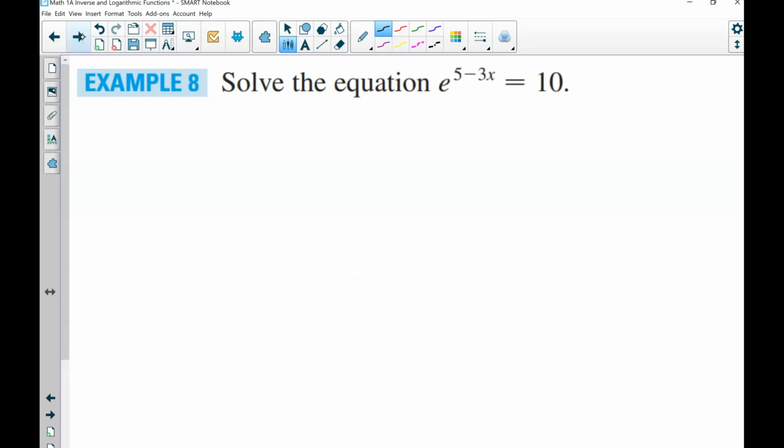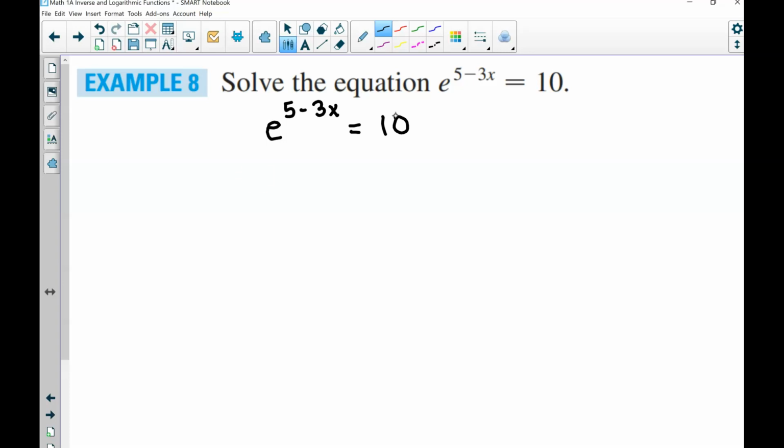Now let's take a look at example number 8. We want to solve the equation e to the exponent 5 minus 3x is equal to 10. Looking at this equation, we can see that x is located in the exponent. Because it's located in the exponent, we want to use the idea of logarithms so that we can solve for it.